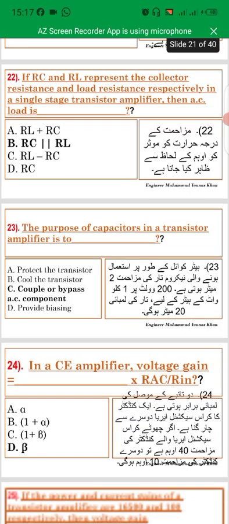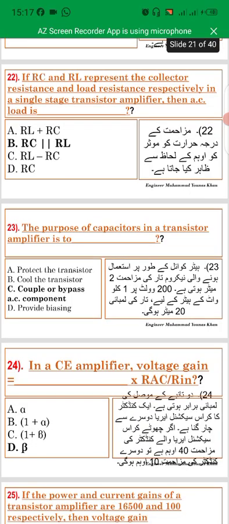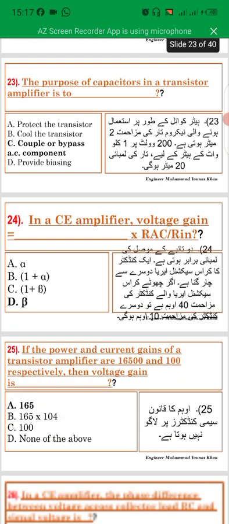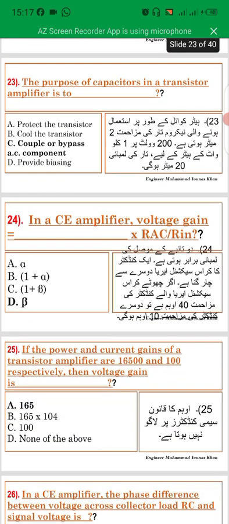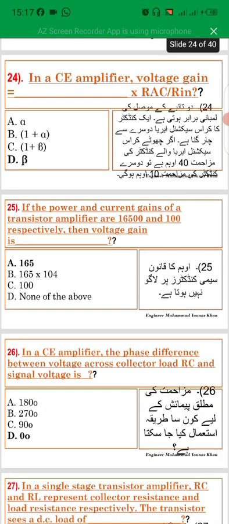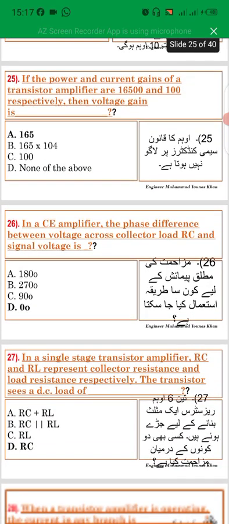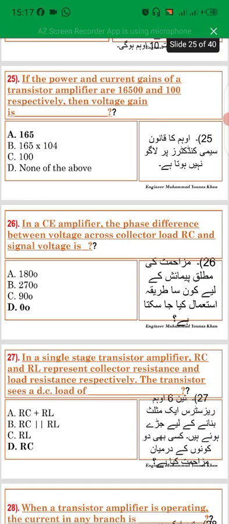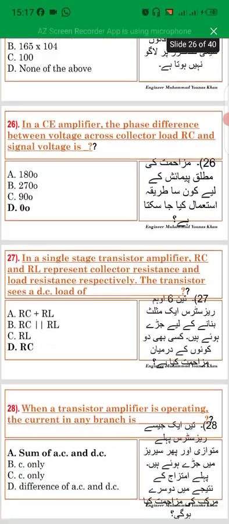If RC and RL represent the collector resistance and load resistance respectively in a single stage transistor amplifier, then the AC load is RC parallel to RL. The purpose of a capacitor in a transistor amplifier is to couple or bypass the AC component. In a CE amplifier, voltage gain is equal to beta times RAC divided by Rin. If the power and current gain of a transistor amplifier are given, then the voltage gain is power gain divided by current gain.